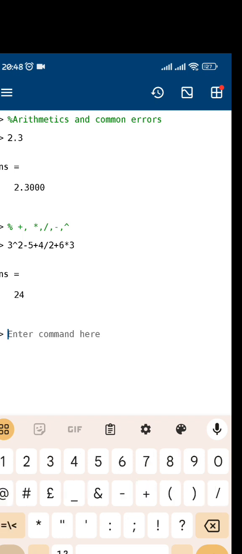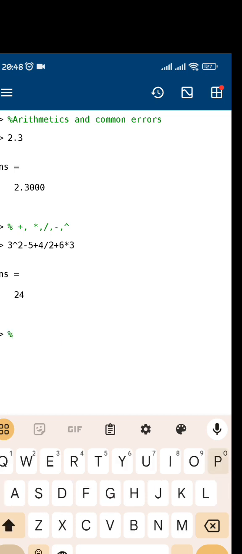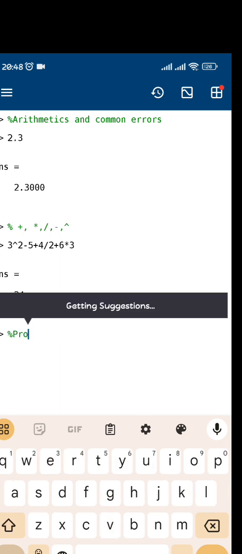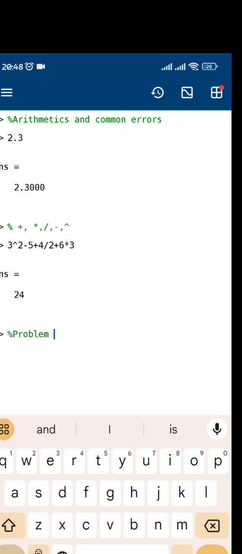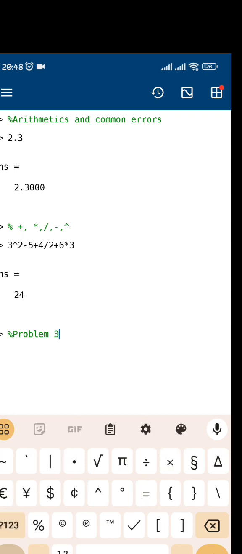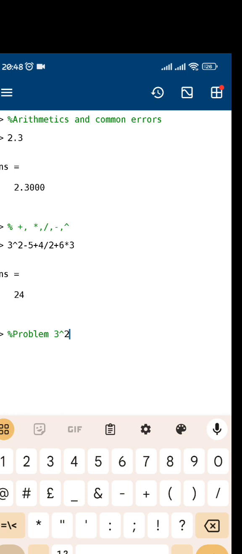Now let us assume that we have the problem that you need to calculate 3 power 2 minus. Now I am simplifying the above expression and I am using the parentheses. Now you can see what I am writing here. It will understand it differently and it will give us the answer in some different sense.